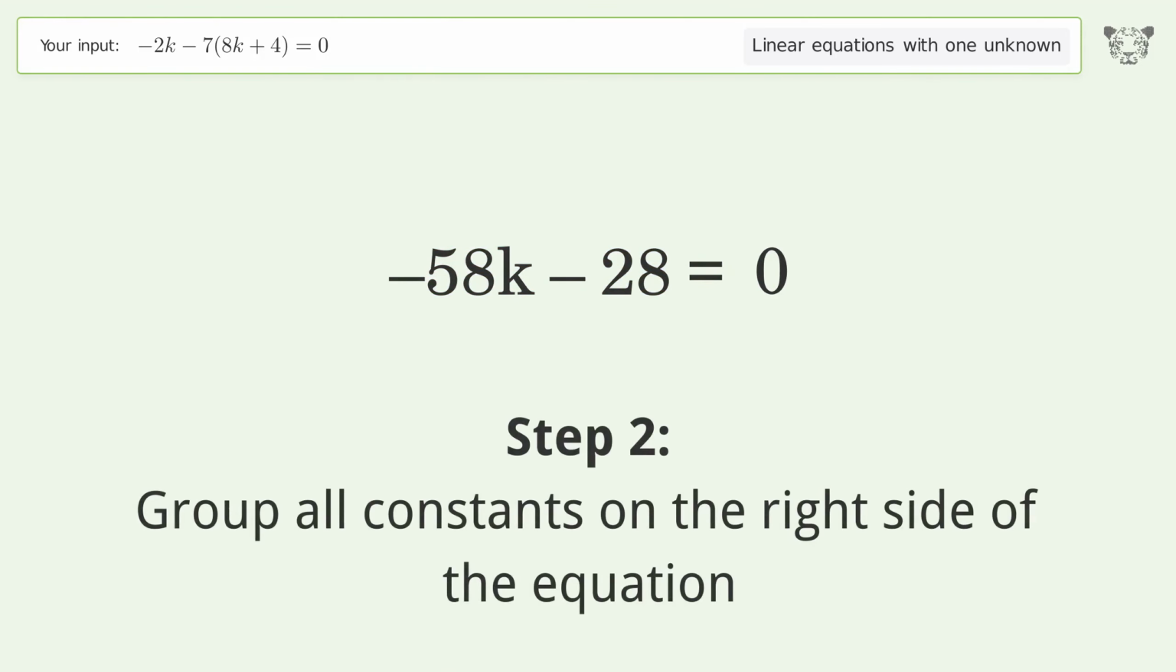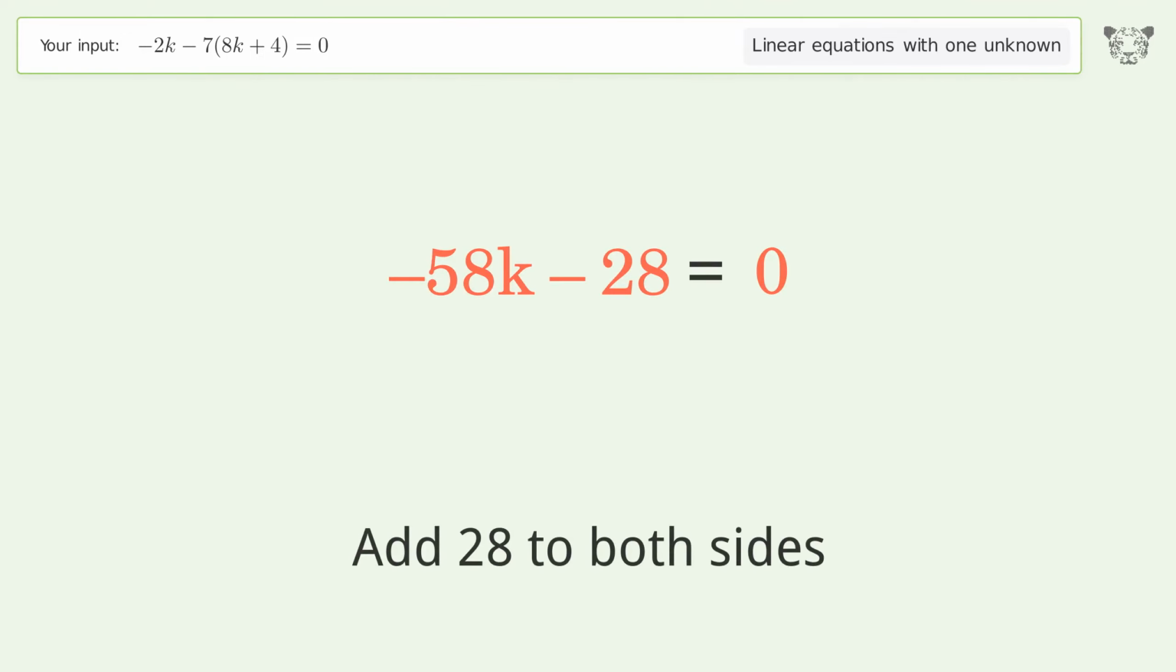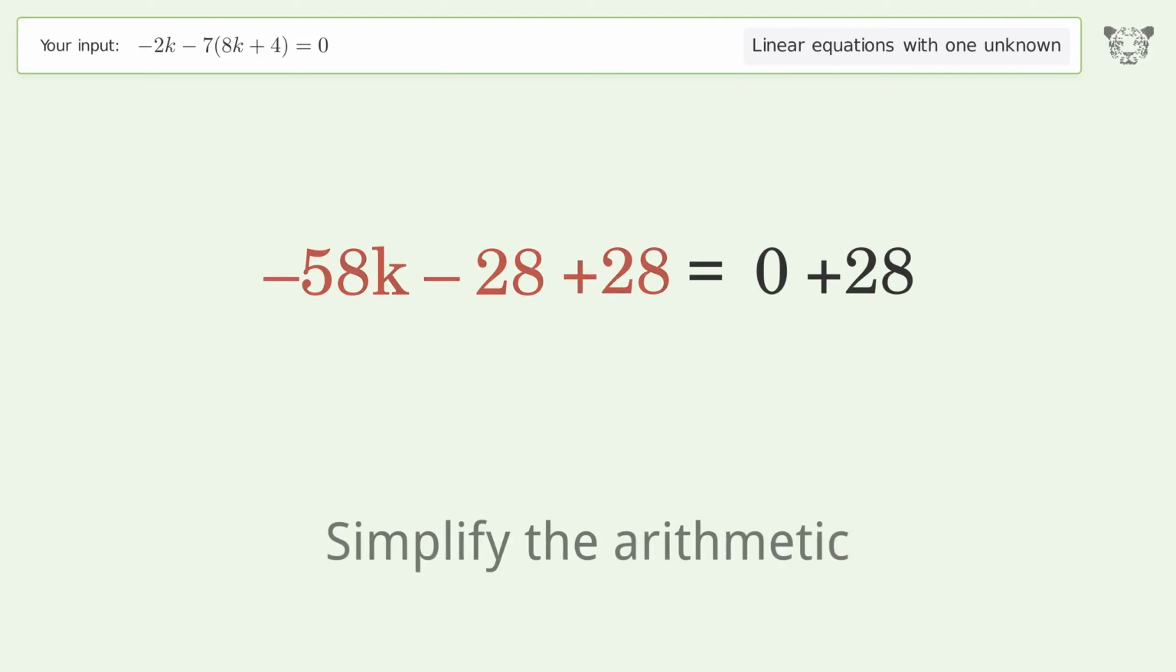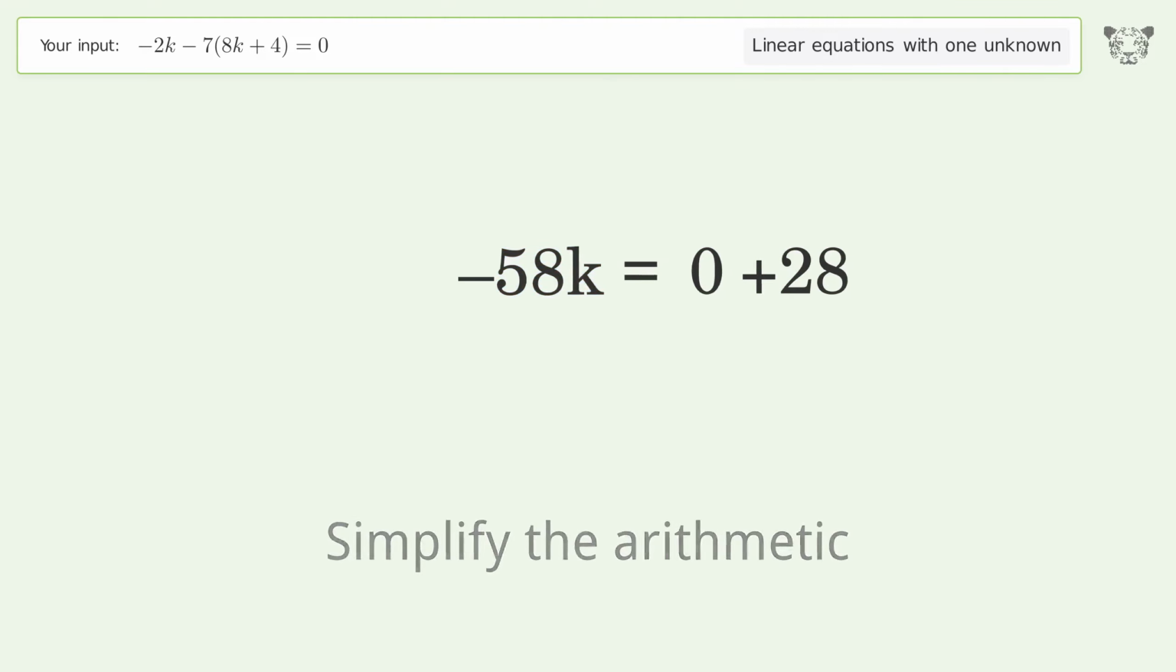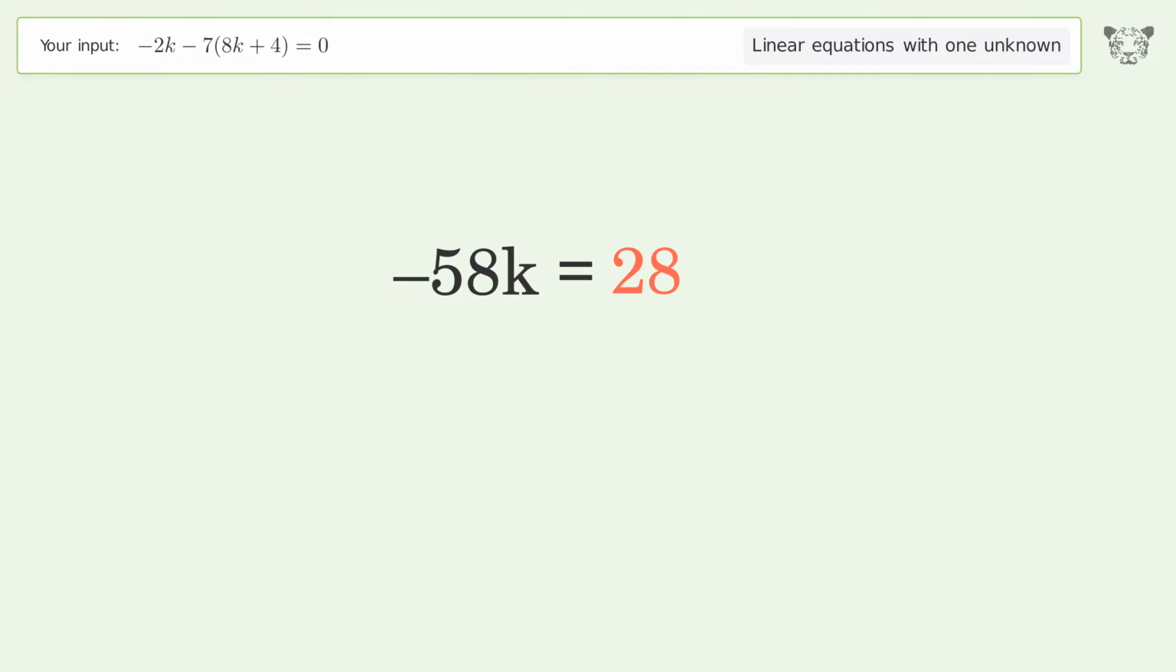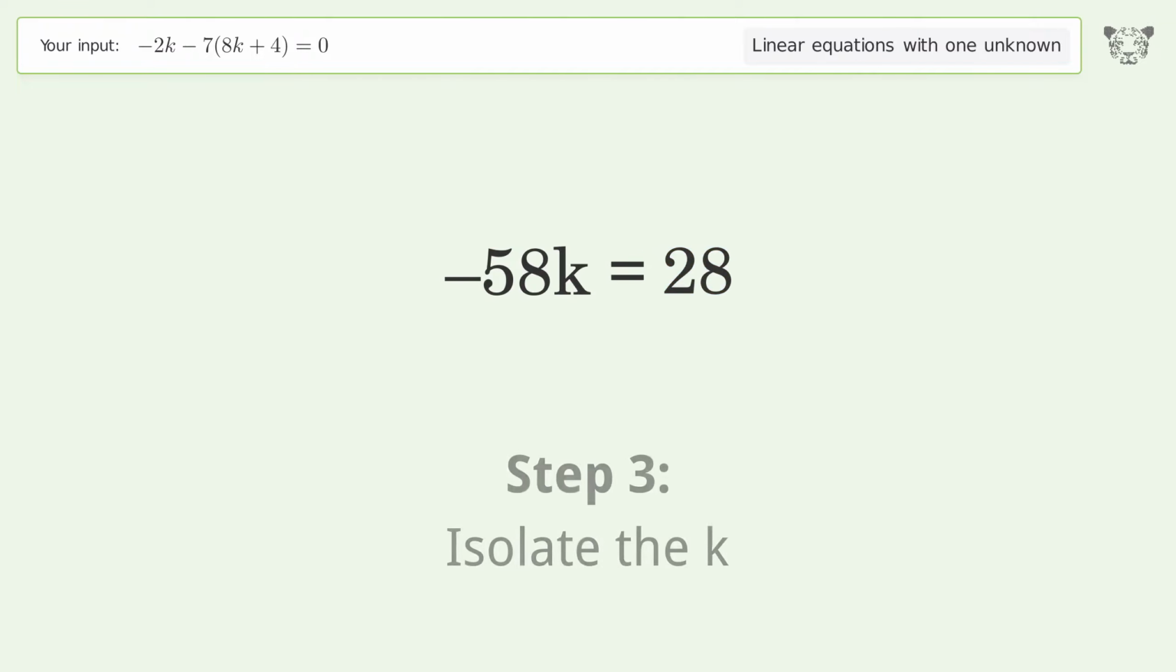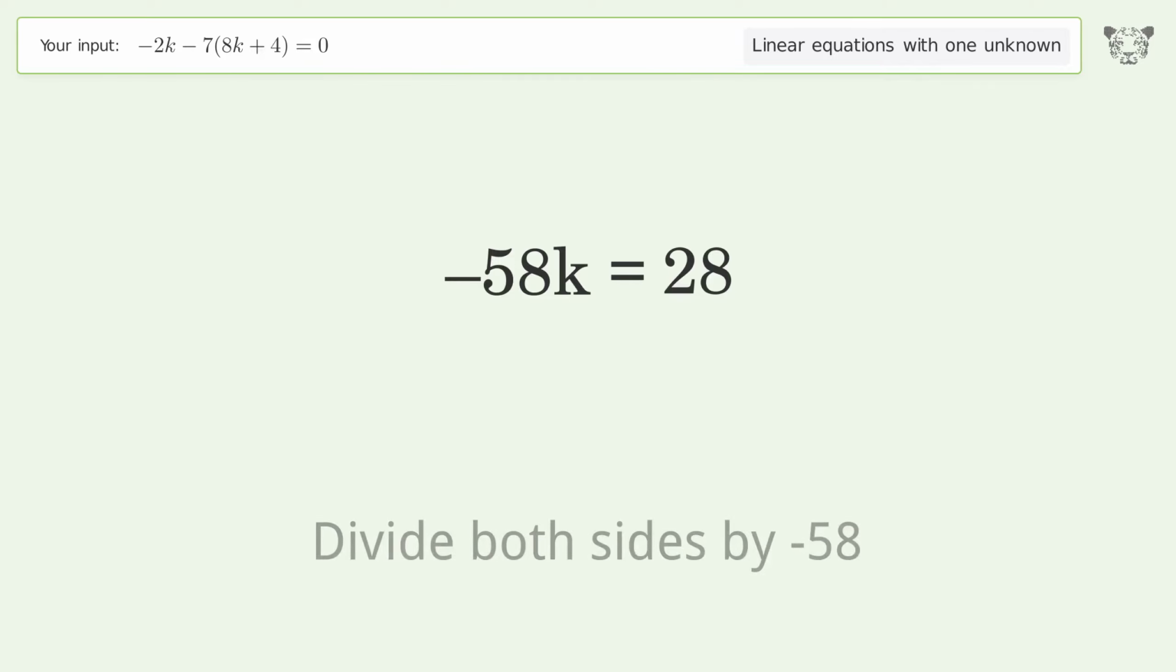Group all constants on the right side of the equation. Add 28 to both sides. Simplify the arithmetic. Isolate the k. Divide both sides by -58.